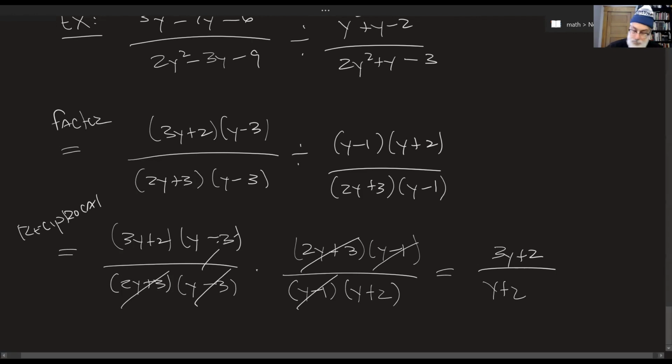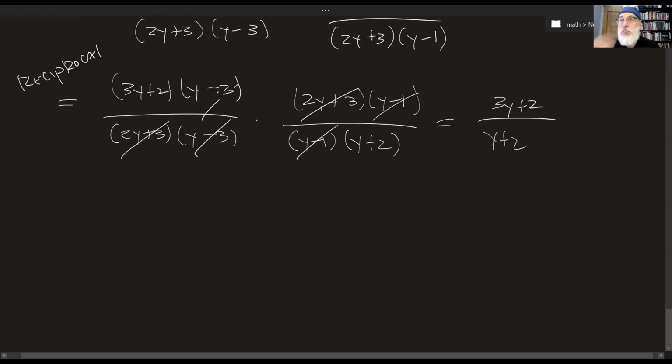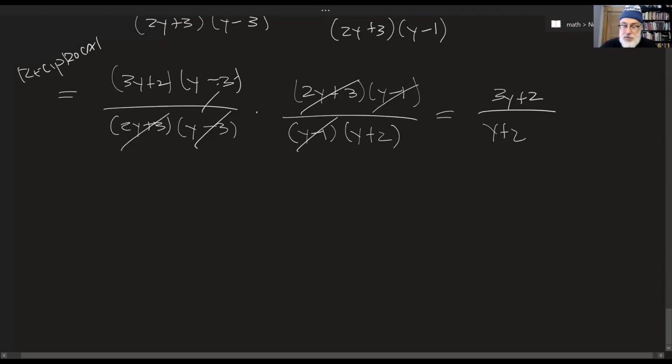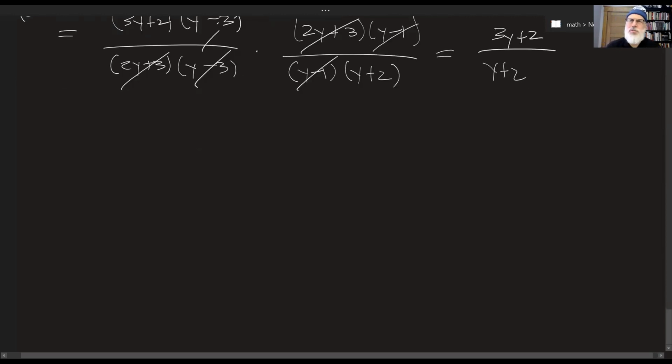All right. So that's multiplying and dividing rational expressions. So now let's look at the more complicated adding and subtracting rational expressions.